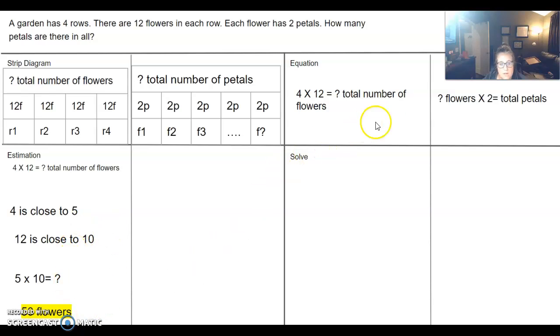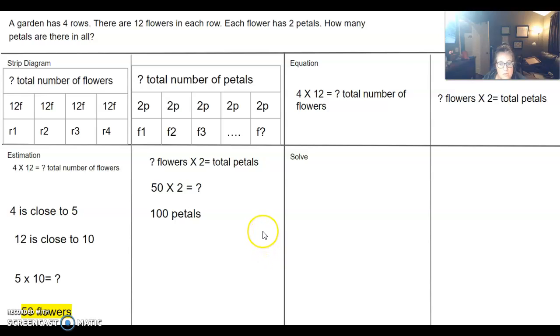So let's move into our second step. Let's bring down our equation first. Some number of flowers times 2 equals the total number of petals. Well, I just figured out how many flowers I have. I have 50 flowers, so I'm going to fill that in. So 50 times 2 equals my total number of petals. Well, I know from counting money that if I have 50 and I have 50, that gives me 100. So I know I have about 100 petals.